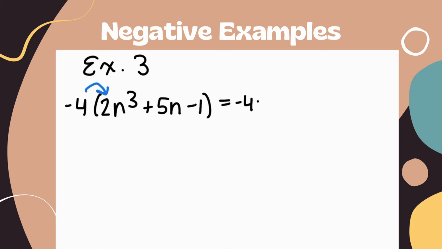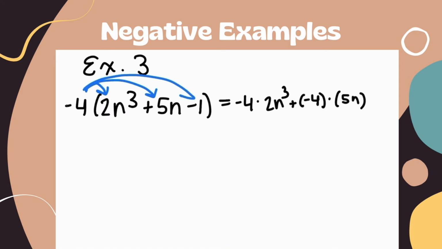So we have -4 times 2n cubed plus -4 times 5n plus -4 times -1. Now you may not need to show all these steps. You might just be able to do the arrows and go straight to your answer, which would be awesome. And we also need to make sure we remember that a negative times a negative is a positive. So we don't want to make careless mistakes just because there's more work that we're showing.